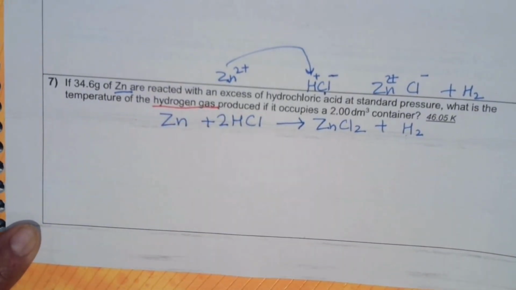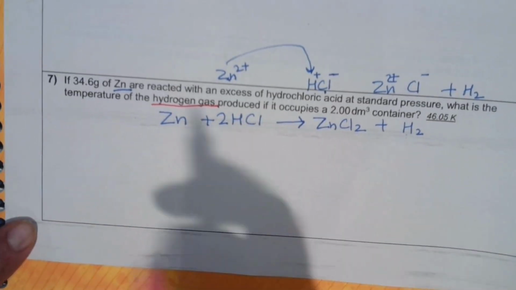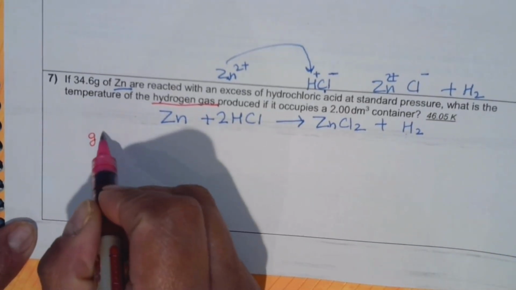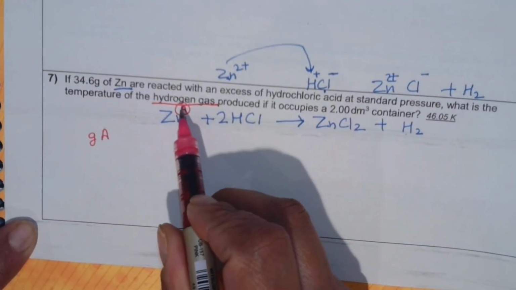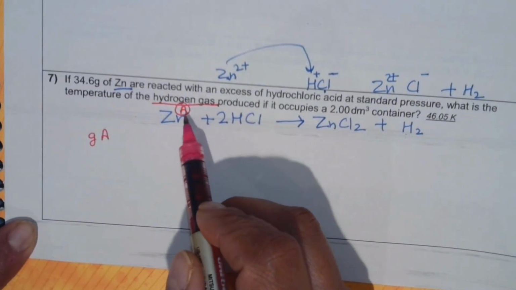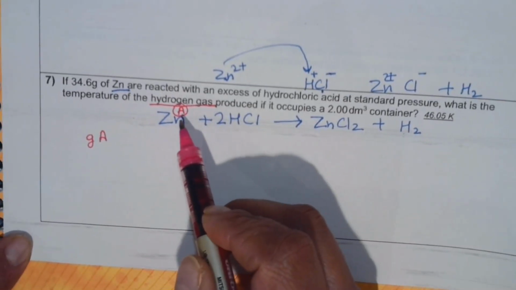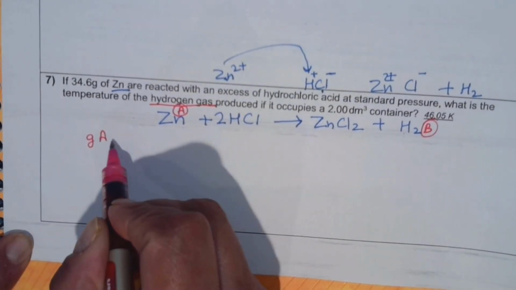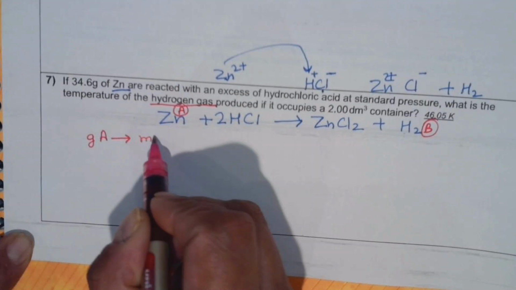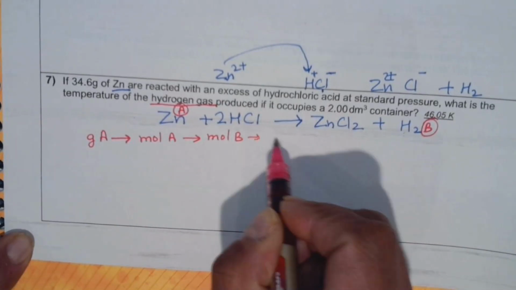So we would need to calculate the moles of hydrogen gas first, right? So let's start. You will first start with grams of A. So zinc is A, and you are going to the temperature of hydrogen gas. For that, we have to first calculate the moles of hydrogen gas, right? So hydrogen gas is B. So you are going from grams of A to moles of A, then to moles of B, and then to grams of B.